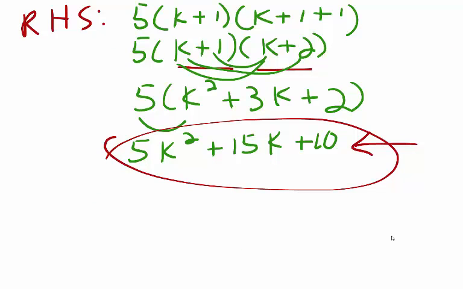Therefore, since the condition of our statement evaluated at k plus 1 holds true, we know that our statement is true for all natural numbers n. This completes our proof and concludes the example.